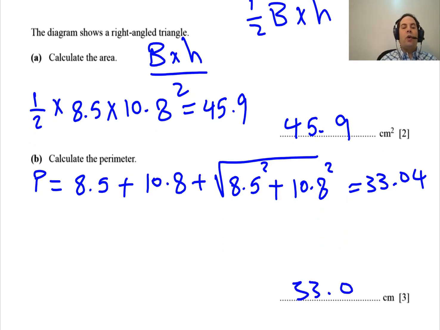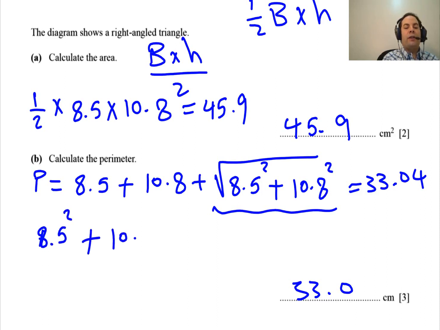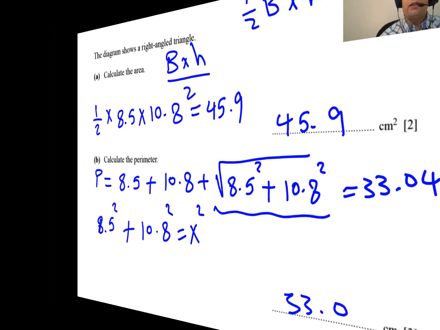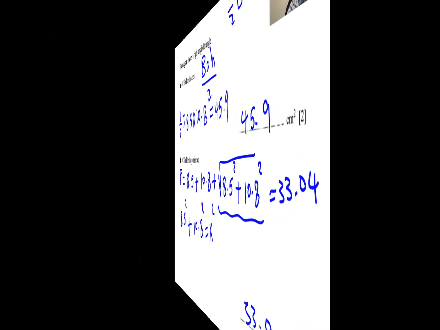Write the answer only, 33.0, or you can find this first step first. You can write the equation 8.5 squared plus 10.8 squared is equal to x squared. Find the length of the hypotenuse first, then find their sum all. You will get your answer 33.0.